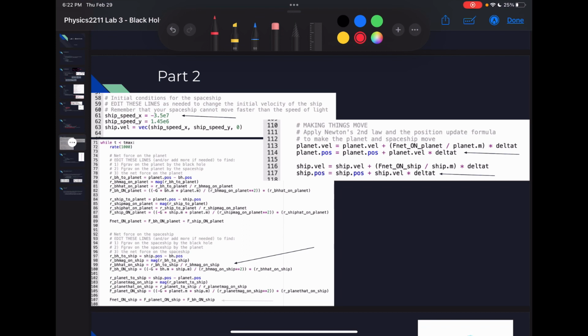So we have these initial conditions: the ship's position and velocity in the x and y direction, and then we have this loop. The loop gives us the overall force. We're using the gravitational force right here, using Newton's gravitational law, and then we have the total F net of the planet on the ship and the black hole on the ship. And then we have this to update the position and the velocity.